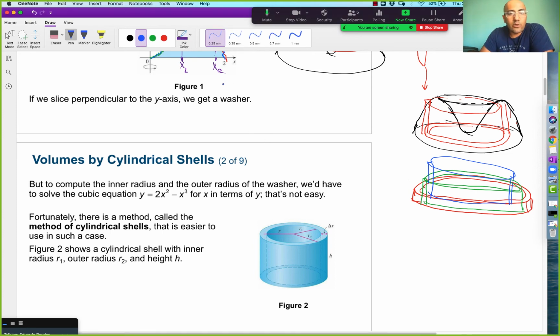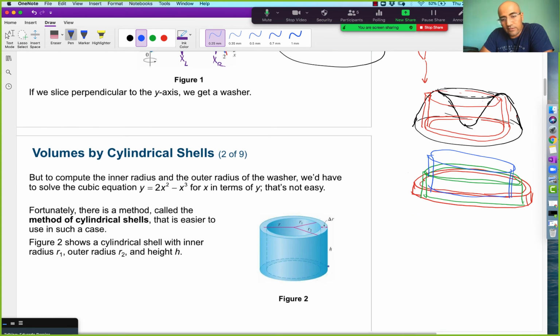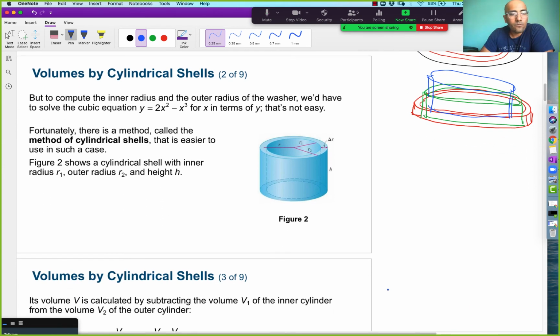Specific to this question, we would end up with dx equal to our dr. For us, we'll have an outer x value and an inner x value, and the mean between the two will end up being our radius. Good. So this is called the method of cylindrical shells.